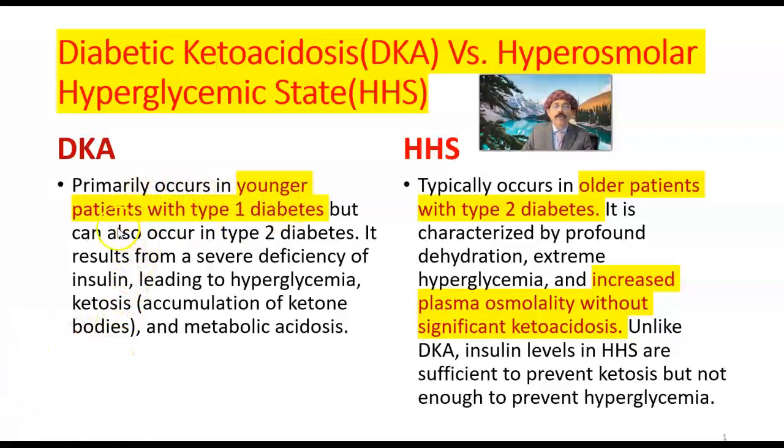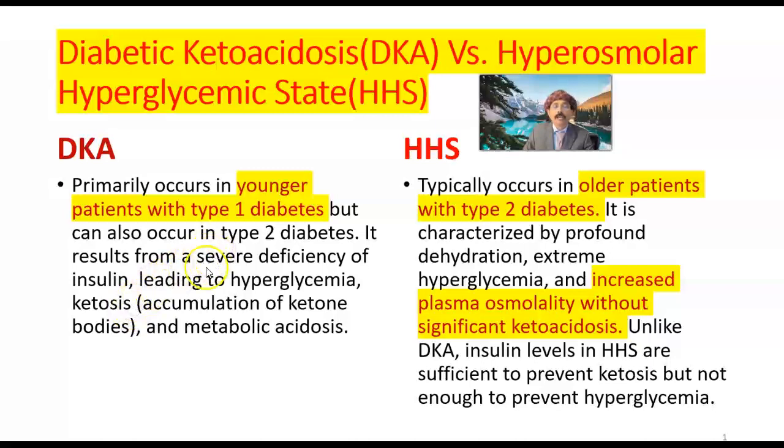Diabetic ketoacidosis primarily occurs in younger patients with type 1 diabetes. We know that type 1 diabetic patients are younger, but it can also occur in type 2 diabetes. That happens rarely. It results from a severe deficiency of insulin, leading to hyperglycemia and ketosis.